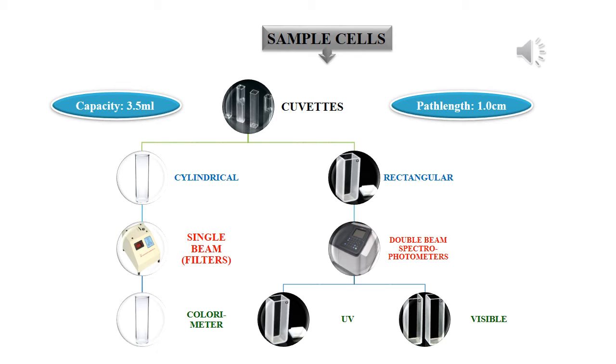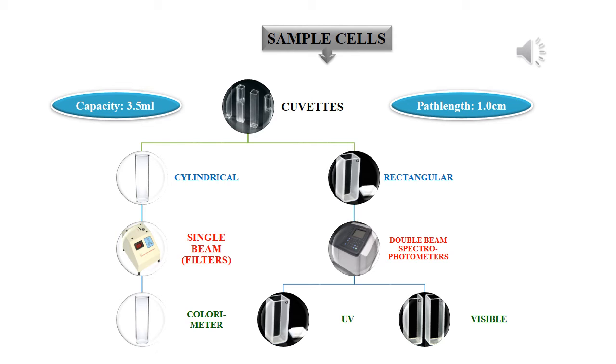And since visible light will not be absorbed by the glass, it is transparent to the radiation. So for colorimetric analysis, we can use glass cuvettes. For UV analysis, that is from 200 to 400 nanometer, we must use quartz cuvette to avoid the loss of radiation. This is how cuvettes are selected, based on instruments and based on radiation.